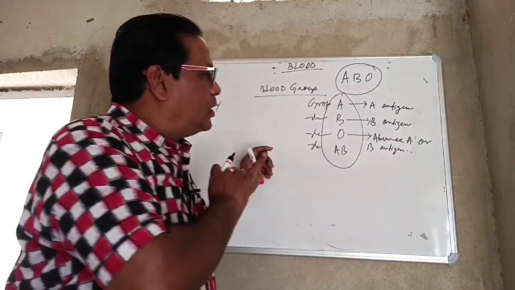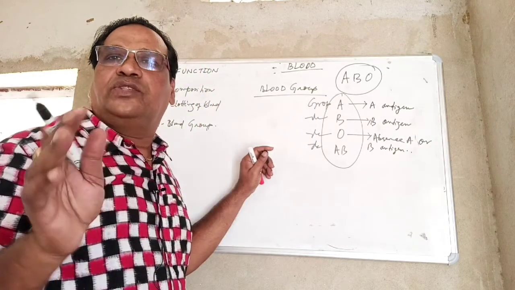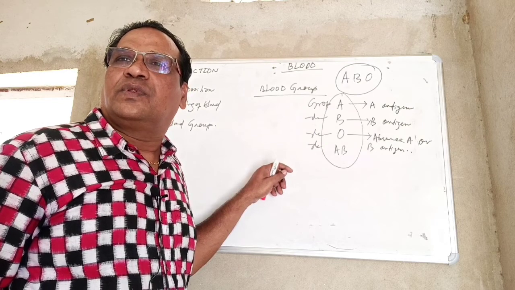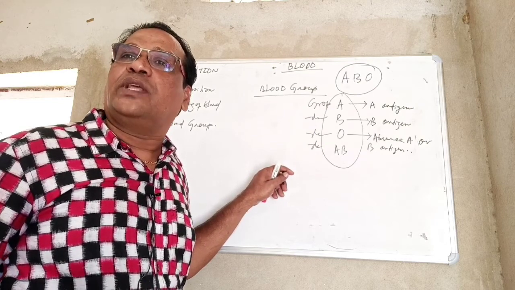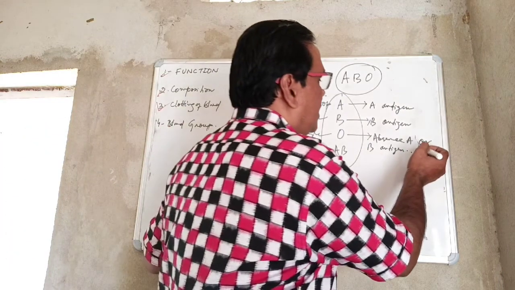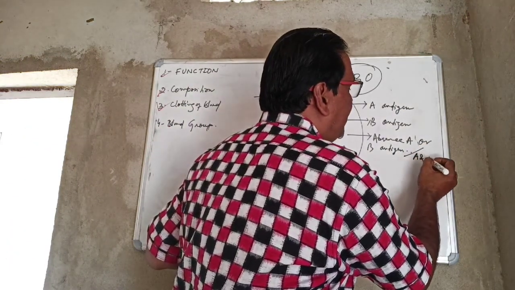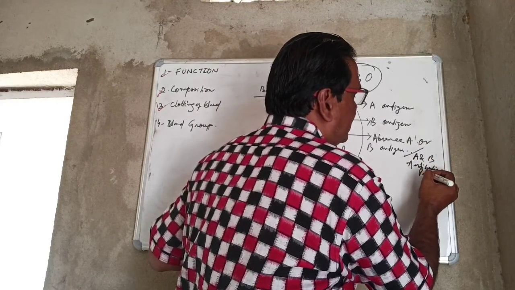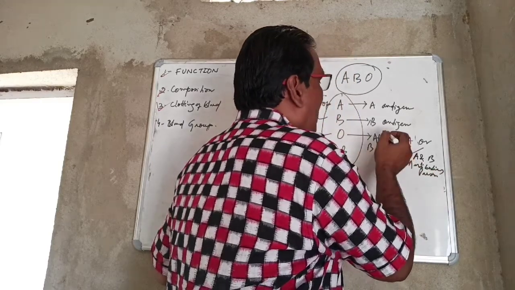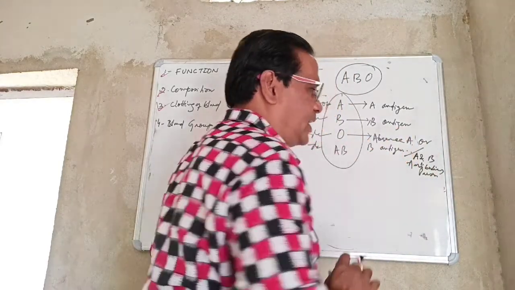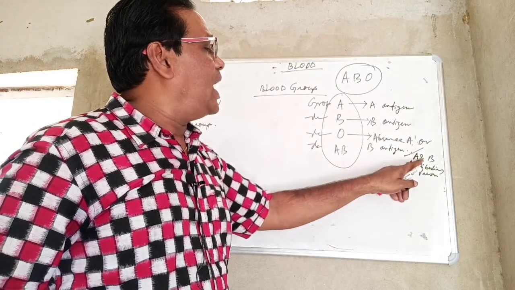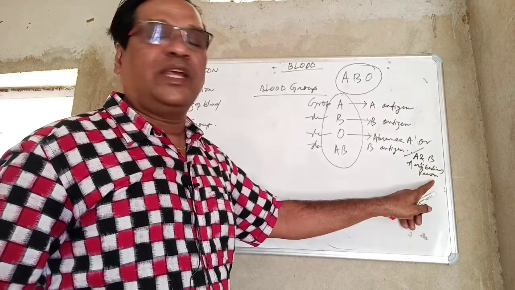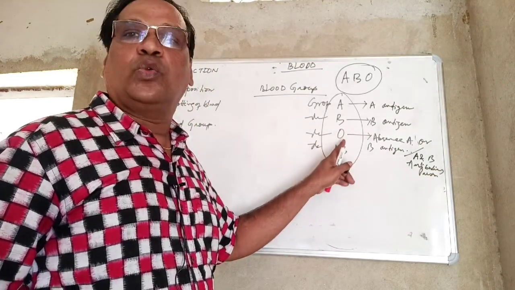Means in the O group, there is no presence of A antigen and B antigen. Only both A and B antibodies are present. In the O group, there is an absence of A and B antigens, but both A and B antibodies are present.